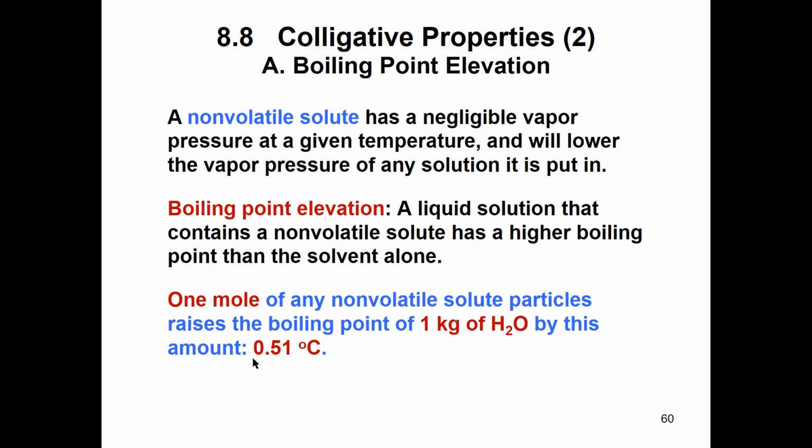And because water has a boiling point of 100 degrees Celsius, per mole you would increase the temperature to 100.51 degrees Celsius. For every mole, you increase by 0.51. So 1 mole would increase to 100.51, 2 moles would be 101.02, etc. So that's how we get the new boiling point of a solution that contains solutes.